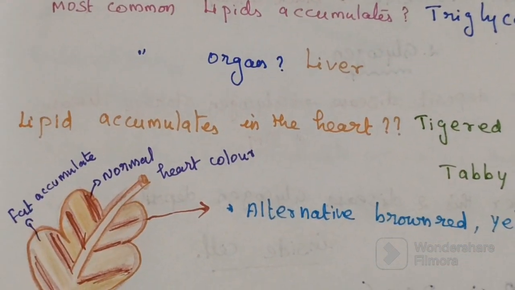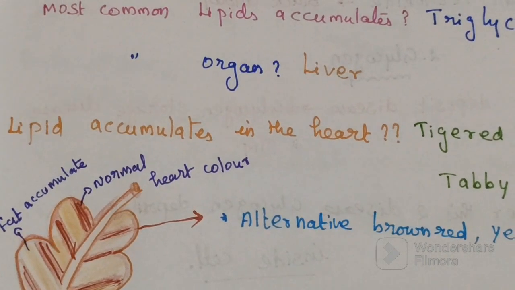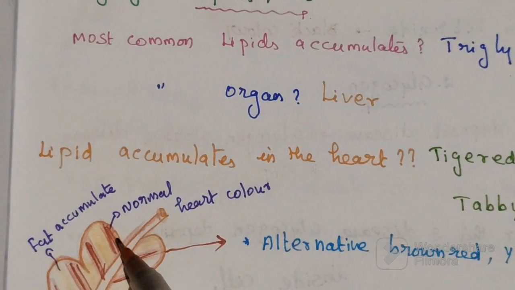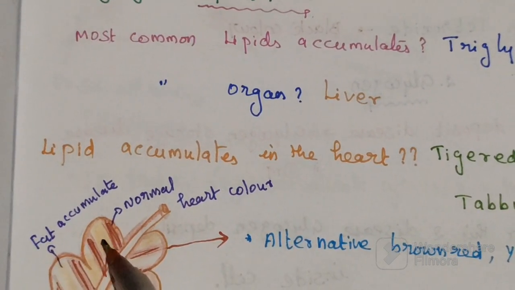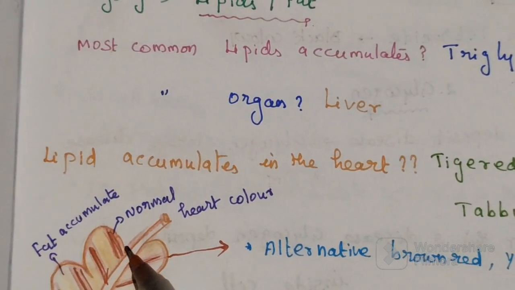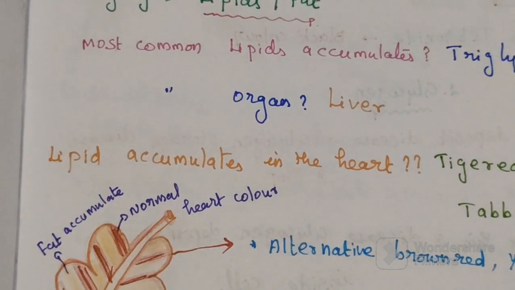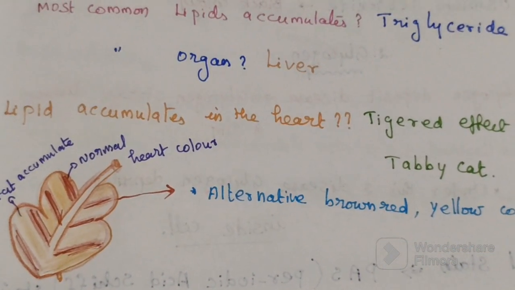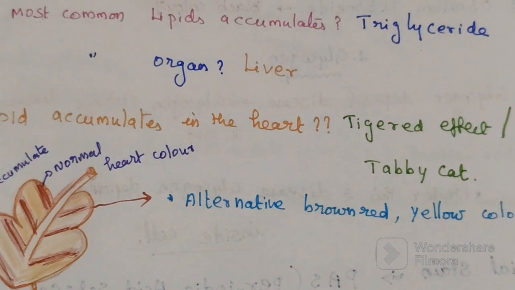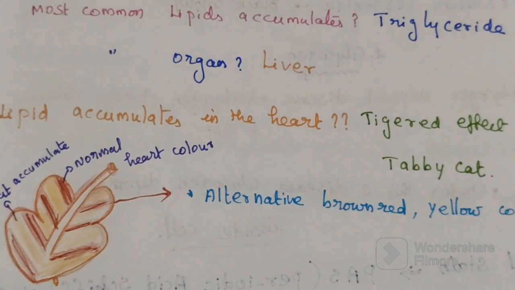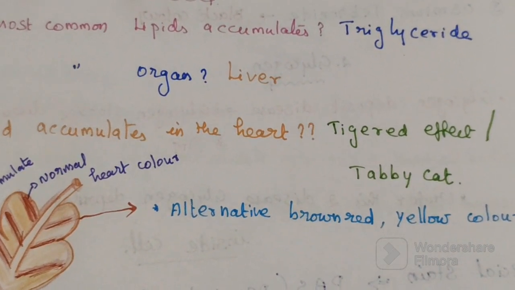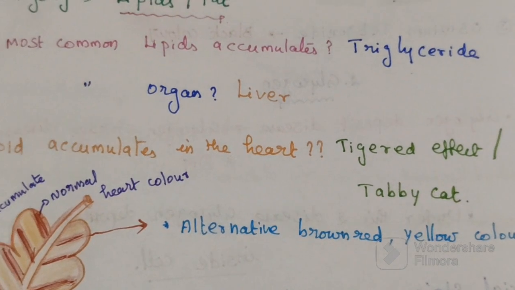This one is the schematic diagram of the heart. This one is the normal brown red. This one is the yellow color, where fat accumulates. This brown red is the normal heart color. We are seeing alternating bands of brown red and yellow. Such alternating bands are known as tiger effect or tabby cat.